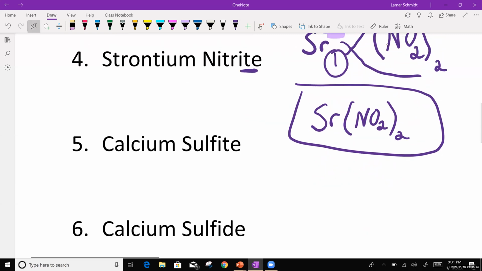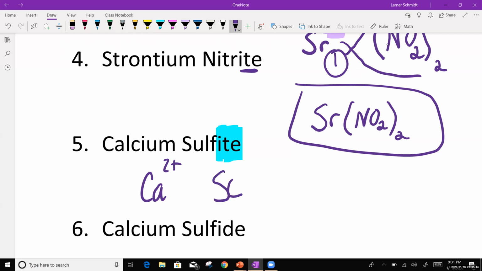And then next you have calcium sulfite. Sulfite. So make sure you're understanding, again, the ending is ITE. So you're going to pay attention to that when you look it up on your polyatomic ion sheet. And we have calcium with a 2 plus charge. And you have sulfite, which is SO3, and it has a 2 minus charge.